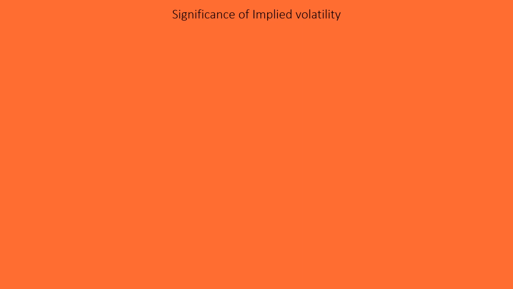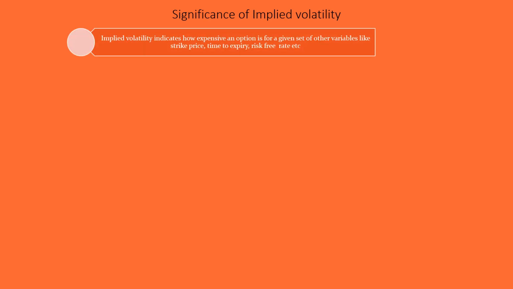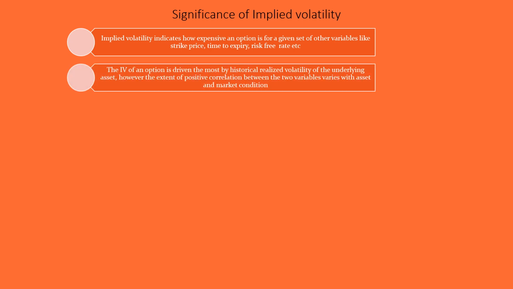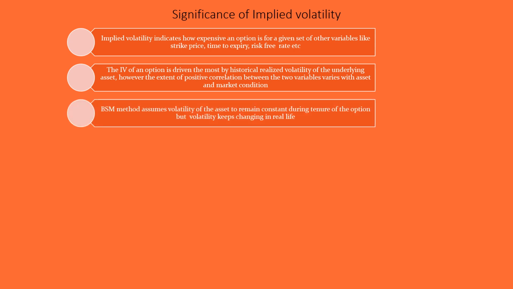Now, what is the significance of implied volatility? Implied volatility indicates how expensive an option is for a given set of other variables like strike price, time to expiry, and risk-free rate of return. The implied volatility of an option is driven the most by historical realized volatility of the underlying asset. However, the extent of positive correlation between the two variables varies with asset and market condition. The Black-Scholes method assumes volatility of the asset to remain constant during the tenure of the option, but volatility keeps changing in real life.